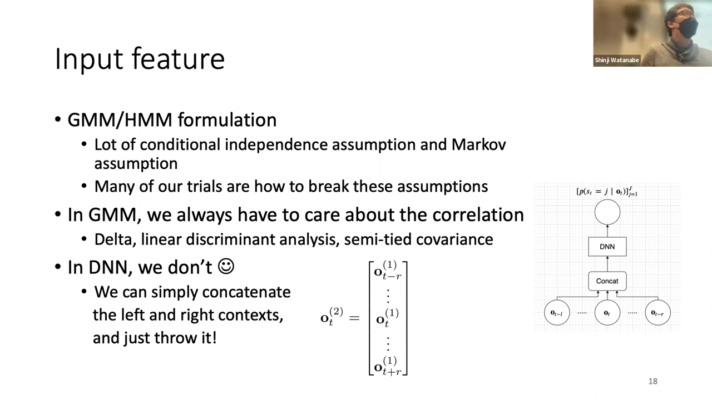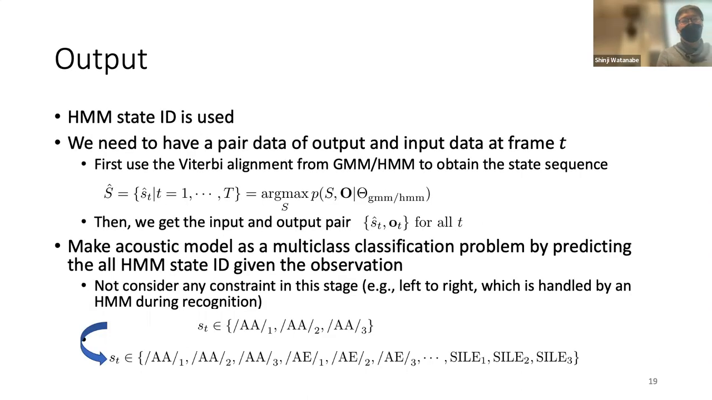Okay, this is the flexibility of the input. Sounds like we have a lot of potential for improved performance, right? The next one is the output. What kind of output category will we use for the state?